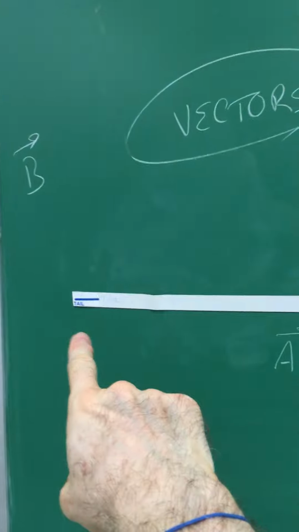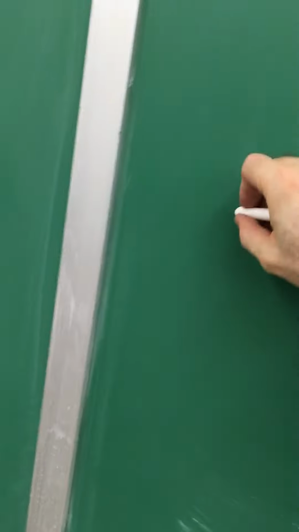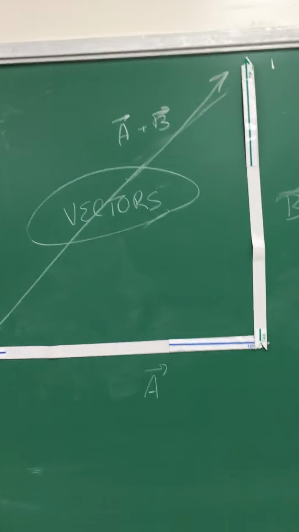And since I started off at this location and I ended up at that location, I would say that the hypotenuse of this thing, whoops, in this case it's a hypotenuse. For other examples it might not be. This A plus B is going to go from the tail of A to the tip of B.